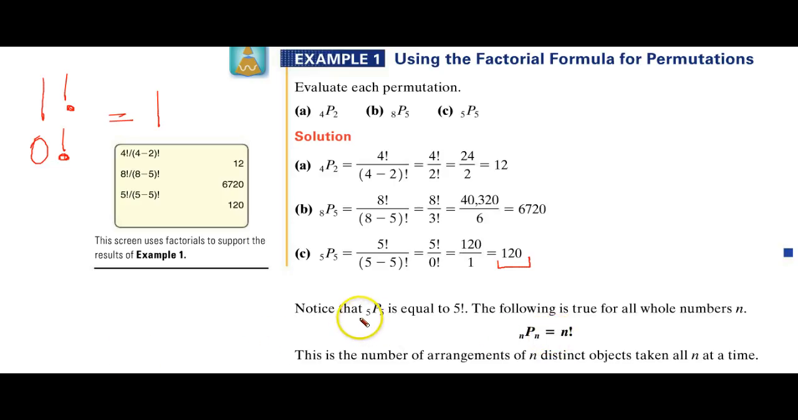They're giving you the general statement here that anytime the number of items available and its permutation and 5 items are going to be selected, it's just equal to 5 factorial. So what they're saying here, if both ends are the same in a permutation, it's just this number, n factorial. General rule.